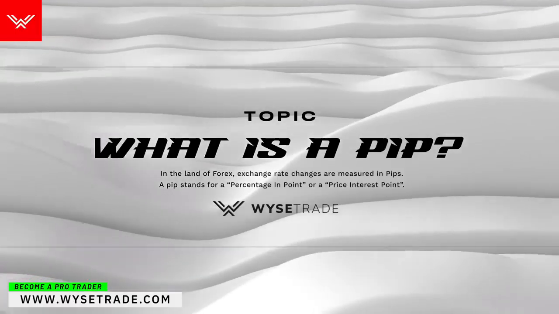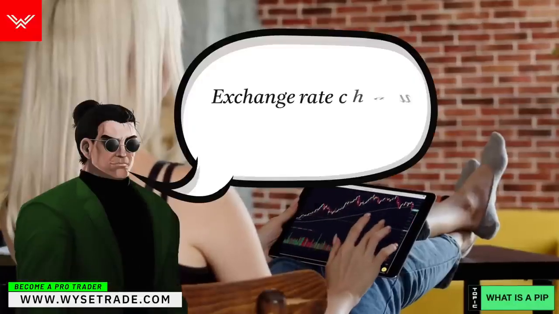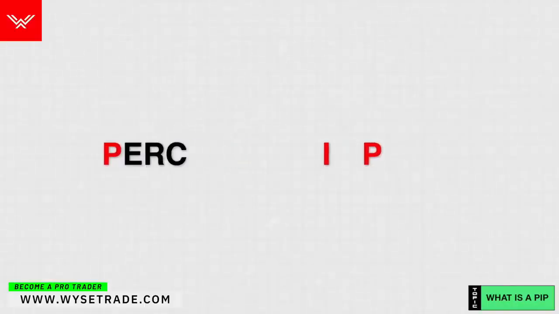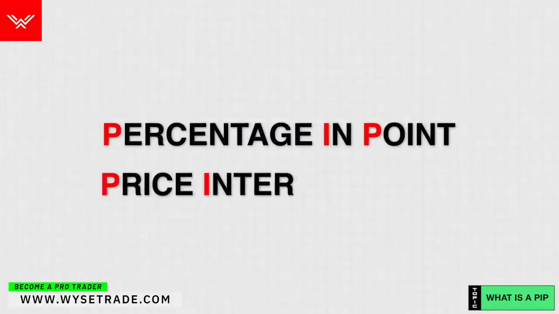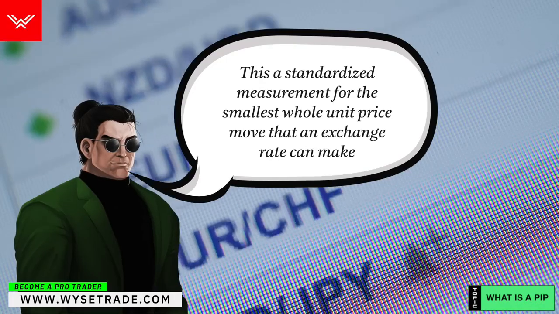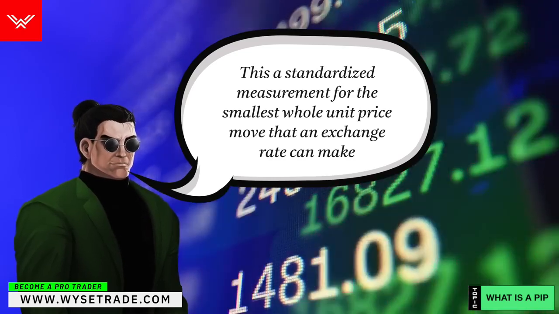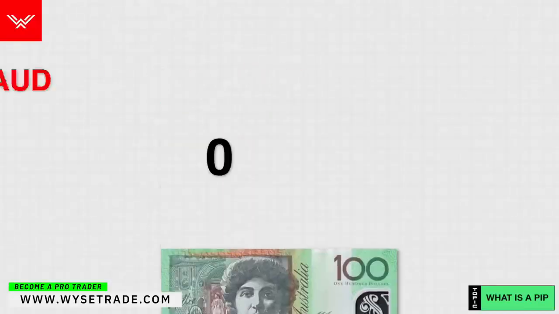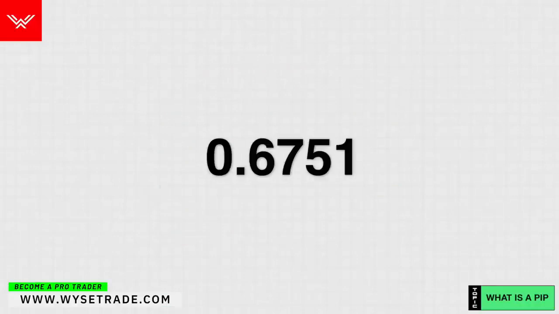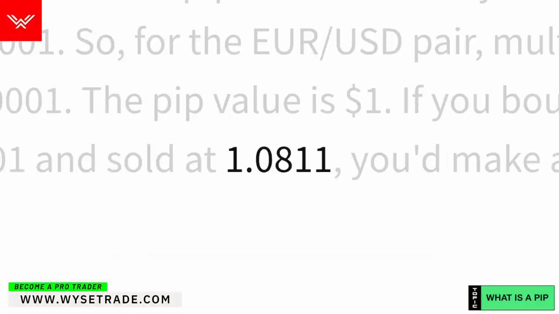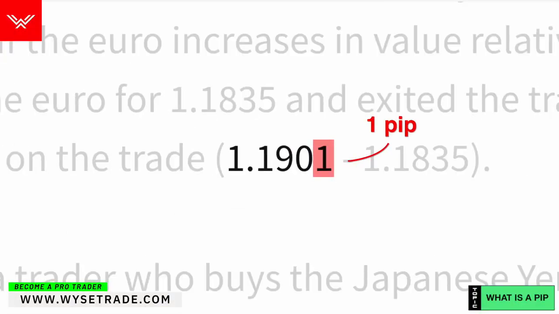What is a pip? In the land of Forex, exchange rate changes are measured in pips. A pip stands for a percentage in point, or a price interest point. This is a standardized measurement for the smallest whole unit price move that an exchange rate can make. If the Australian dollar is sitting at 0.6751 and its value gained by 1 pip, it would move to 0.6752. Most currencies are written to the 4th decimal place, with the 4th decimal place representing 1 pip.